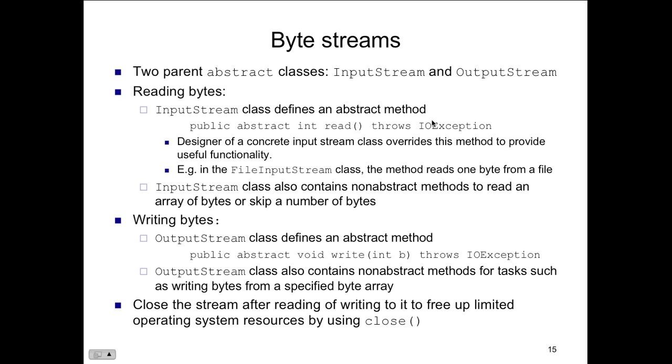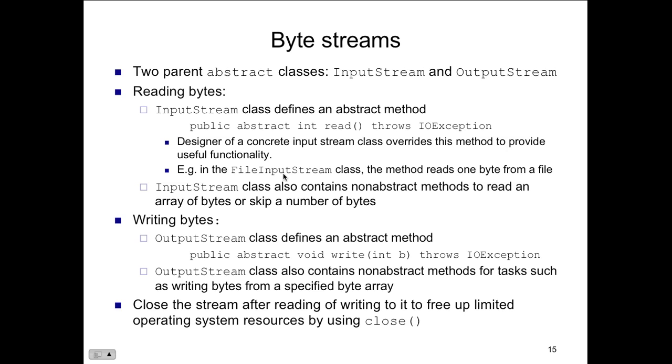The InputStream class has abstract methods: read, write, open, close. They throw I/O exceptions, obviously. The designer of a concrete input stream class overrides these methods to provide useful functionality. So you can override them and create my new input stream, my new output stream. Example: the FileInputStream class. The method reads one byte from a file at a time.